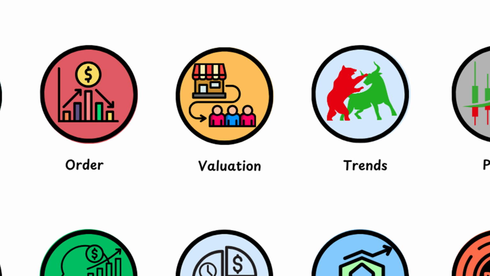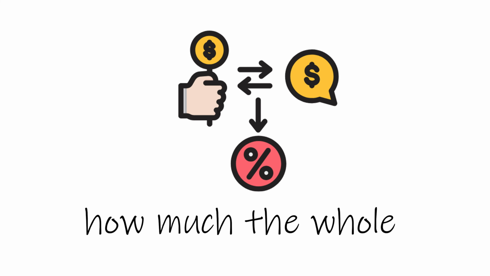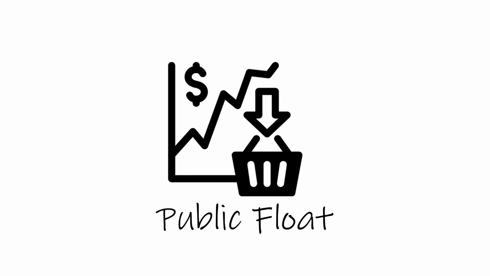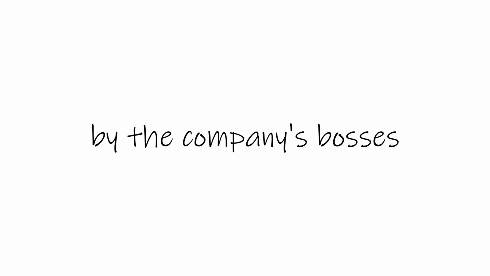Company valuation and metrics. Market cap. This tells you how much the whole company is worth. You get this number by taking the stock price and multiplying it by how many shares exist. Public float. These are the shares that regular people like you can buy and sell. It doesn't include shares owned by the company's bosses.